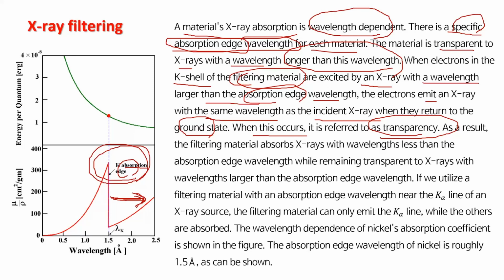The electrons in a K shell of the filtering material are excited by an X-ray whose wavelength is longer than this absorption edge. Then the electrons emit X-ray of the same wavelength as the incident wavelength. So that means transparent, right? So if the wavelength of X-ray is longer than this absorption edge wavelength, then the material is transparent. Okay.